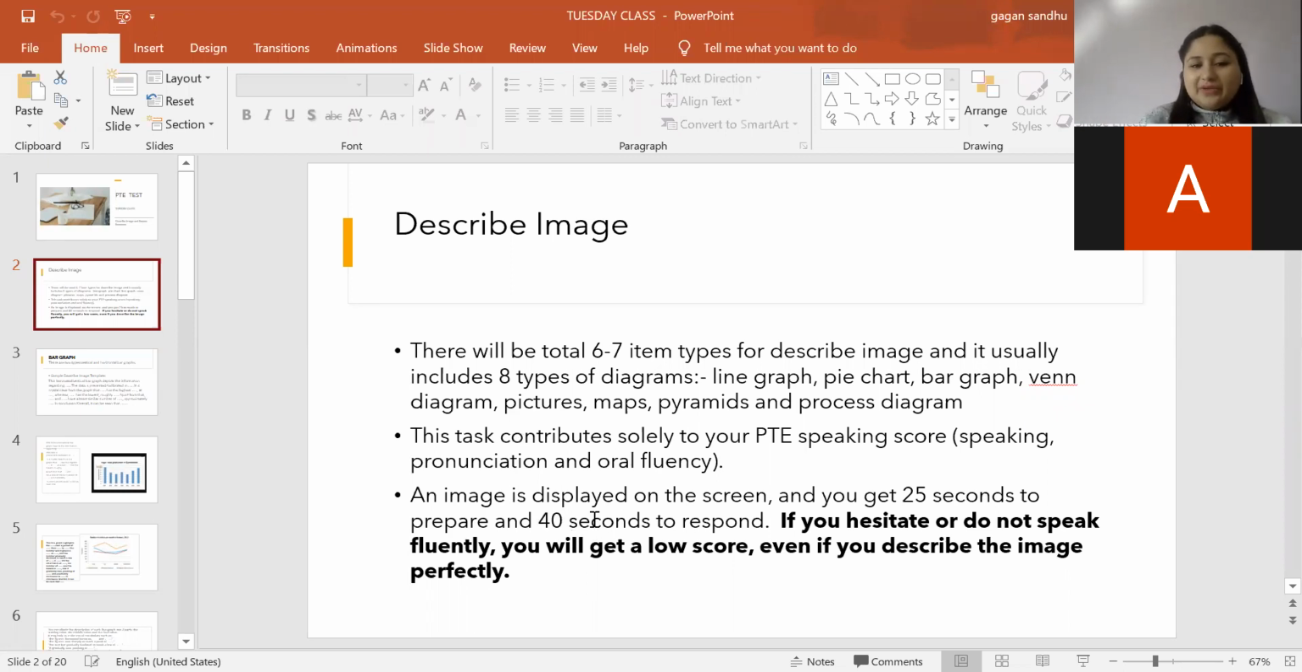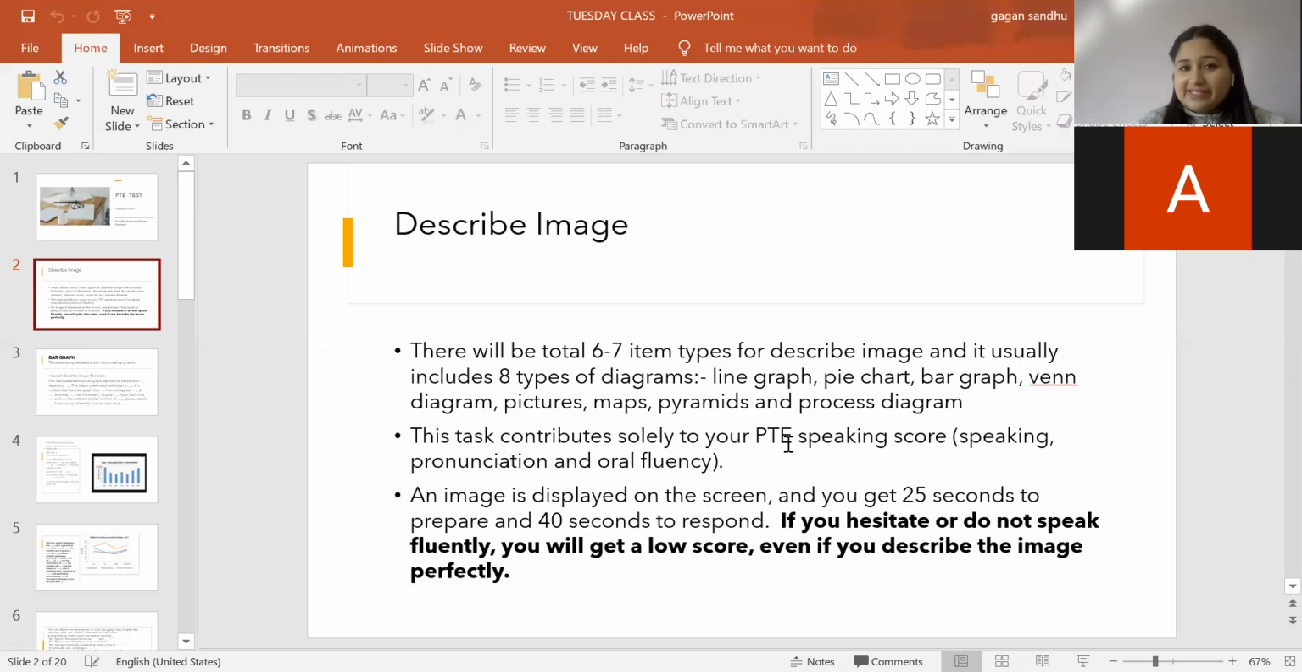An image is displayed on screen. You will be given 25 seconds to prepare. With the help of the templates you all have, you have to find out what you are going to say about this diagram in those 25 seconds, and then prepare yourself to speak for another 35 seconds plus. So you are just speaking for about 36 seconds, and that's it.